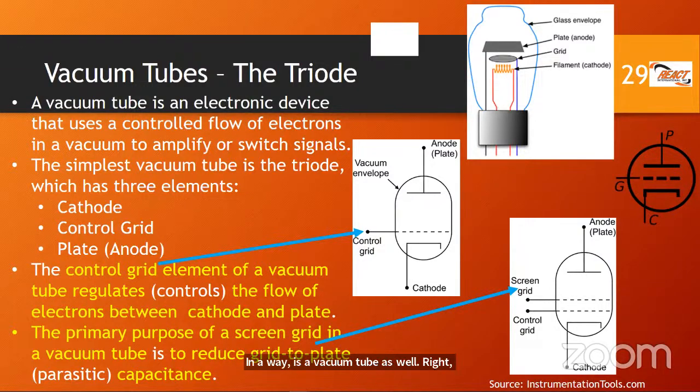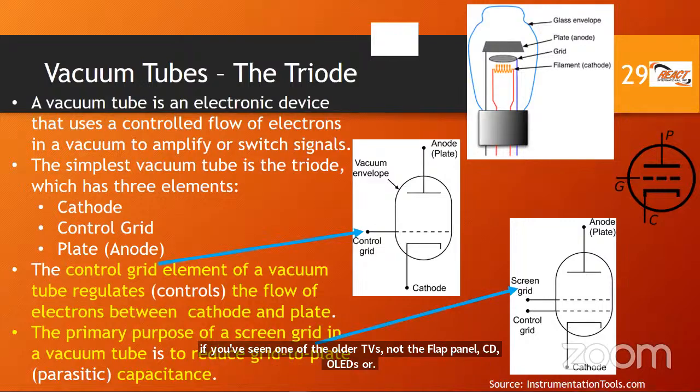So just in case you're thinking you have never seen a vacuum tube, if you have seen one of the older TVs, not the flat panel LCD, OLEDs, or so on, the earlier type of televisions which still exist around sometimes, those are vacuum tubes. All right.